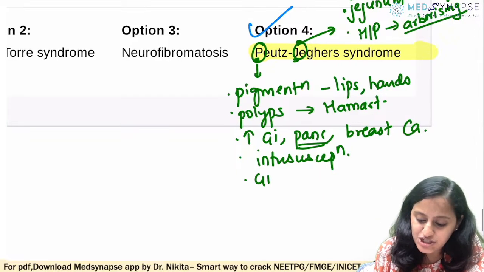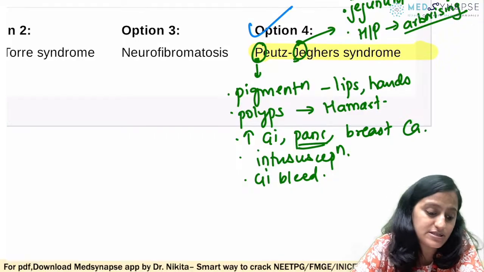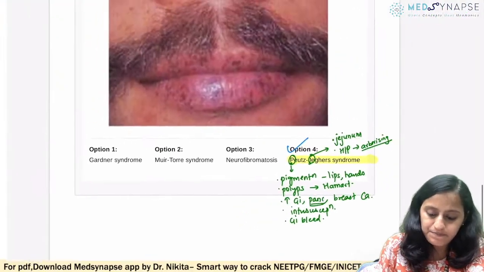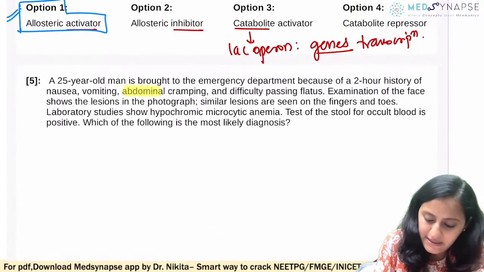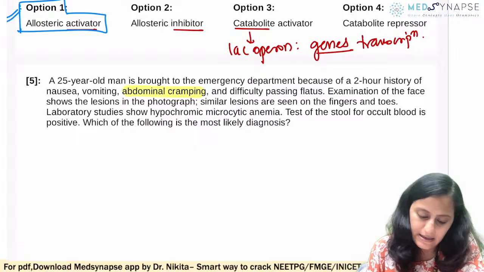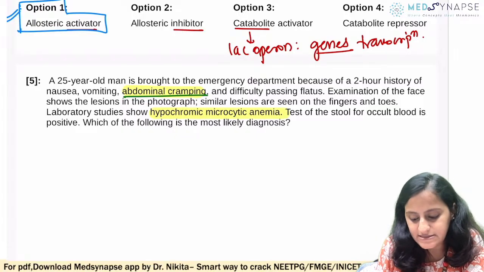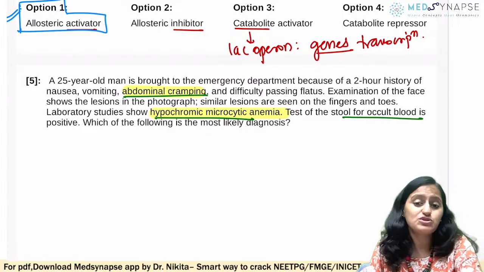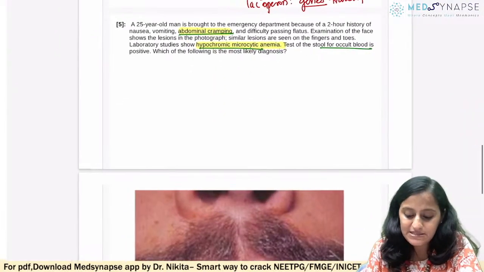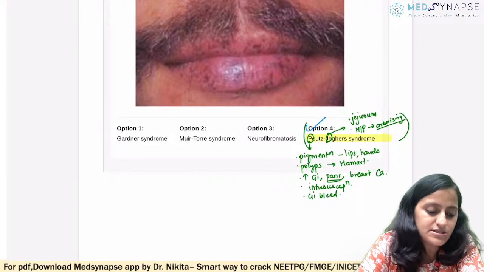Plus, there can be GI bleed, and that bleed can lead to iron deficiency and microcytic hypochromic anemia, right? That is what the patient has here. So there is abdominal cramping, plus there is hypochromic microcytic anemia. So remember, intussusception with GI bleed. There is occult blood positive, so the GI bleed is present, plus this pigmentation. This definitely tells you that the answer here is Peutz-Jeghers syndrome.